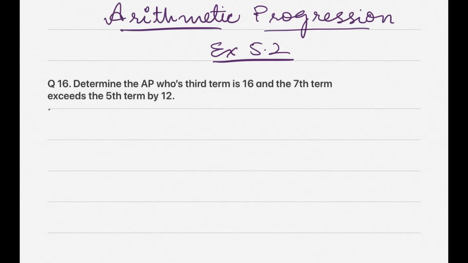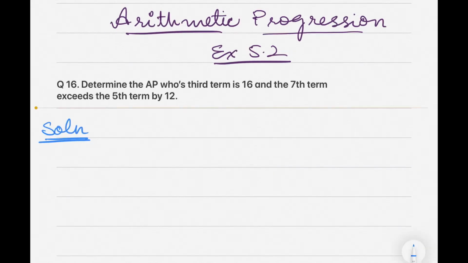So the 16th question says: determine the AP whose third term is 16 and seventh term exceeds the fifth term by 12. Okay, let's start solving. We have to find the AP. I am given the third term is equal to 16. And I am given one more thing: the seventh term exceeds, meaning the seventh term is larger than the fifth term by 12. So I can say the seventh term minus the fifth term is equal to 12.